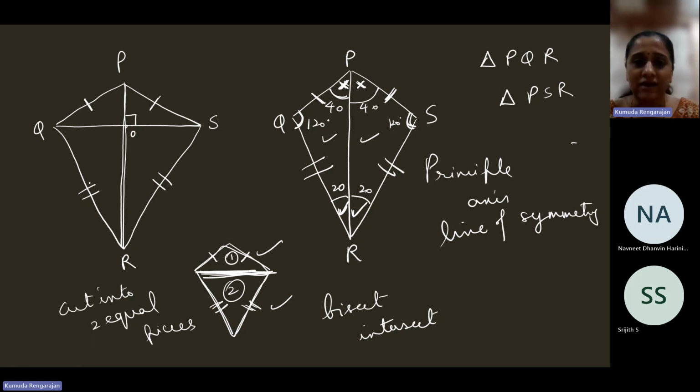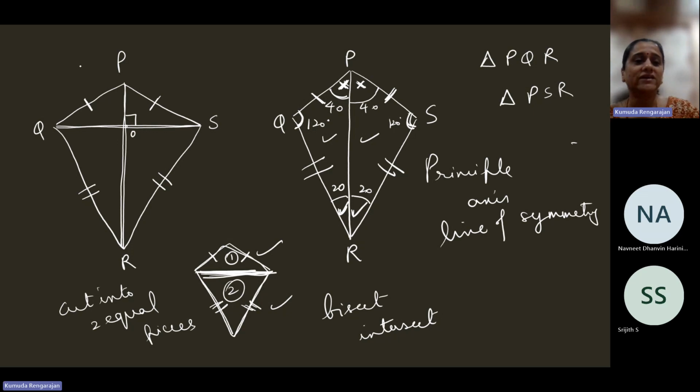So, in a kite, the longer diagonal is like the knife. The smaller diagonal is like the cake. The knife will cut the cake; the cake will not cut the knife. You use a knife to cut the cake. The longer diagonal is the knife. The shorter diagonal is the cake. And you cut the cake into two equal pieces. So using the knife, which is the longer diagonal, you cut the cake, which is the shorter diagonal, into two equal pieces.